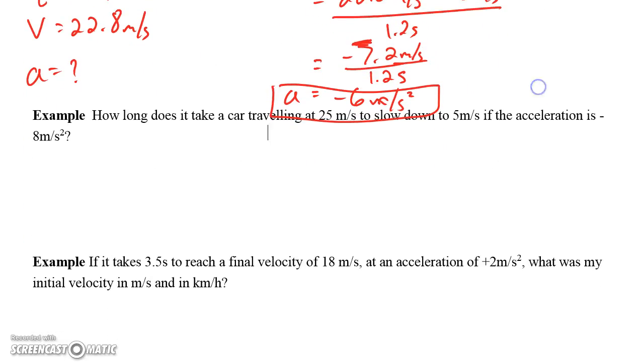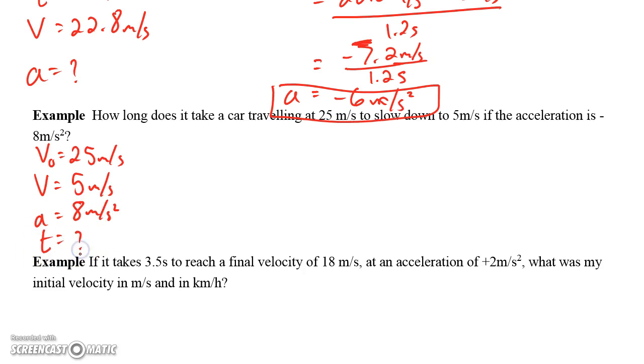Let's take a look at the next example and work that through, and also keep in mind our sig figs rules for this. So how long does it take a car traveling 25 meters per second to slow down to 5 meters per second if the acceleration is negative 8 meters per second squared? Don't forget that negative over there. It just jumped to the next line, which is kind of unfortunate. So we are traveling, so V naught is 25 meters per second. V, our final, is 5 meters per second. And acceleration is negative 8 meters per second squared. And we're looking for time.